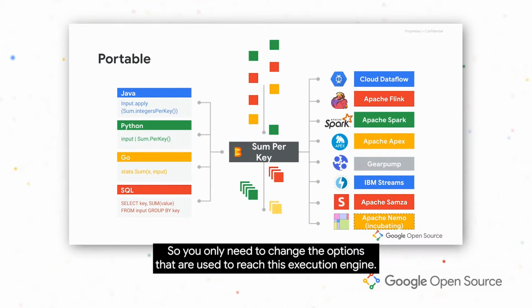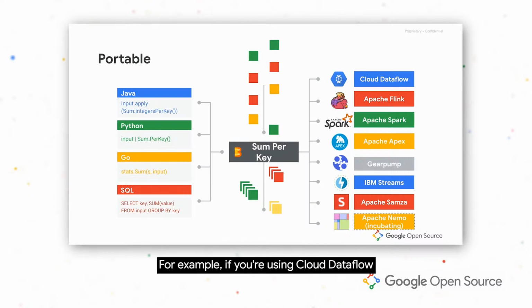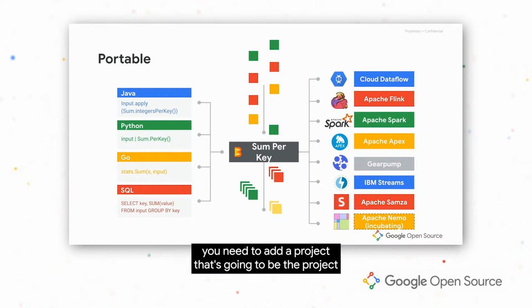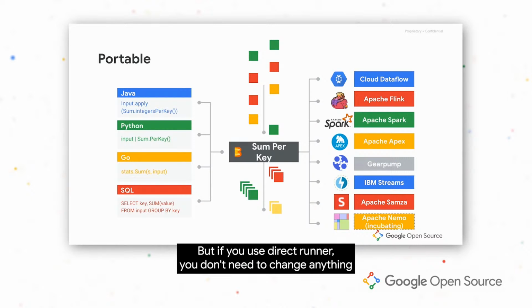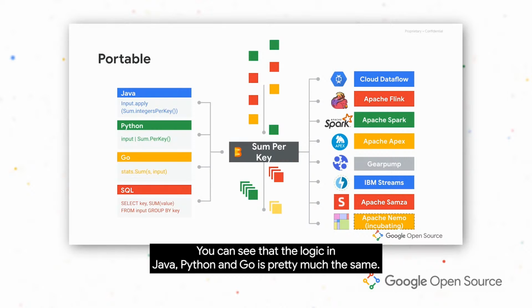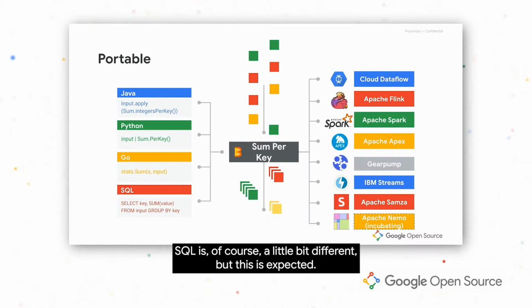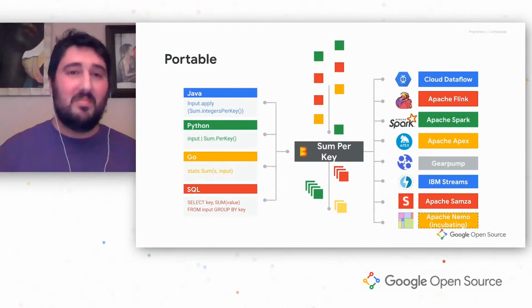You only need to change the options that are used to reach the execution engine. For example, if you're using Cloud Dataflow, you need to add a project, which is the project in GCP where the pipeline is going to run. But if you use Direct Runner, you don't need to change anything in these options. In this example, we have a sample pipeline. As you can see, the logic in Java, Python, and Go is pretty much the same. SQL is of course a little bit different, but this is expected.